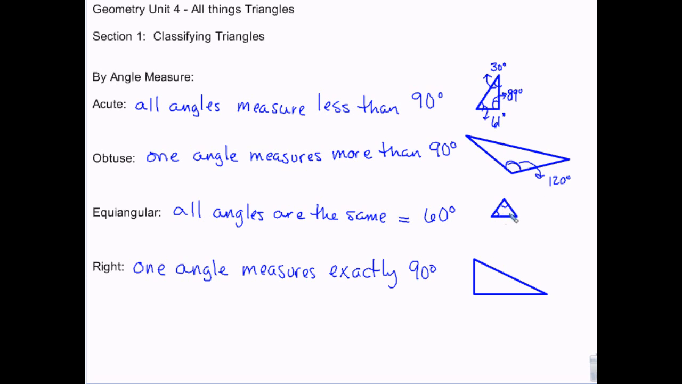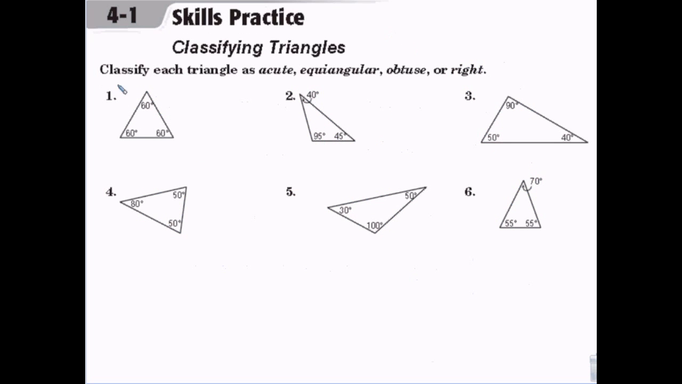These will all be 60, and then this one will be 90. So what kind of triangle is this? Equiangular.